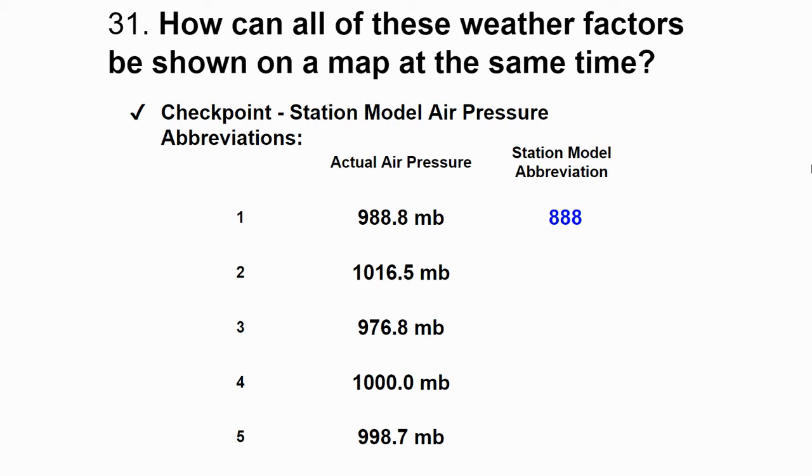Okay, another one. So 1016.5 millibars, remove the 10, remove the decimal, and remove the units to get our station model abbreviation of 165. Okay, let's go ahead and do one more. So 976.8. Remove the 9, remove the decimal, remove the units to get a station model abbreviation of 768.